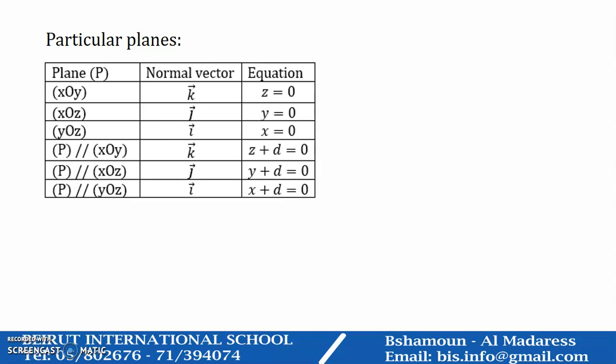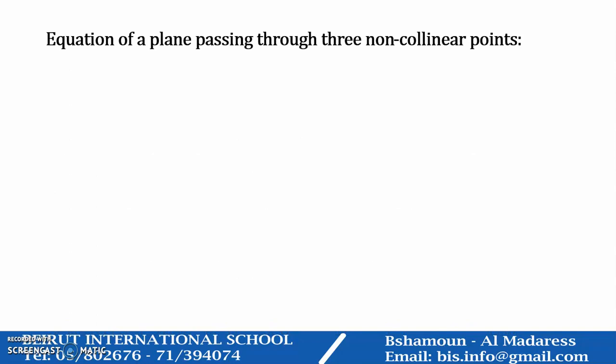If a plane is parallel to xOy, as in grade 9 when a line is parallel to the abscissa axis, its equation is y equals 2, y equals 5, whatever. So here, if P is parallel to xOy, then the equation of this plane is z equals a constant, or we can write it directly as z plus d equals 0. Similarly, a plane parallel to xOz will be y plus d equals 0, and a plane parallel to yOz will be x plus d equals 0.